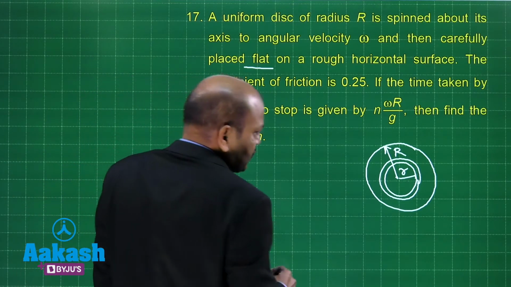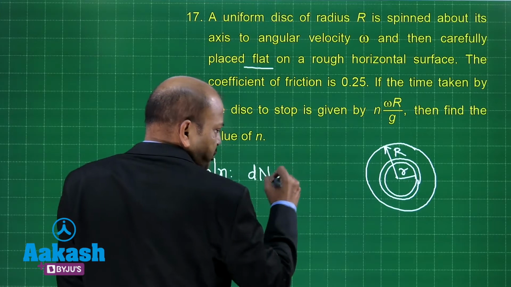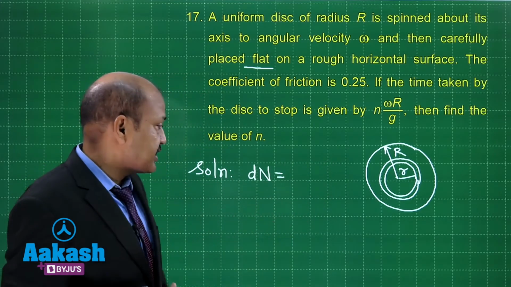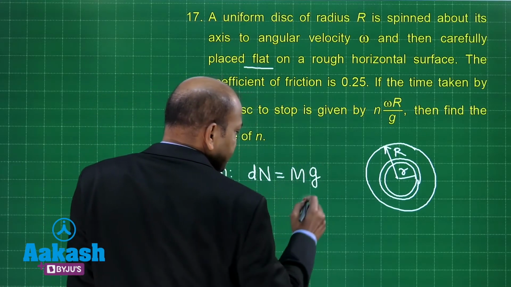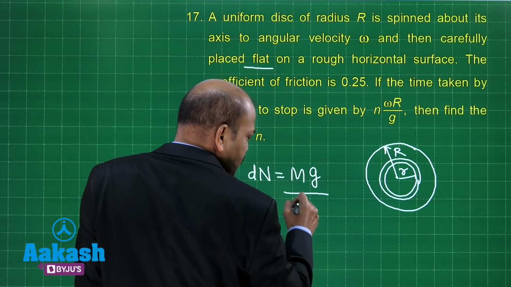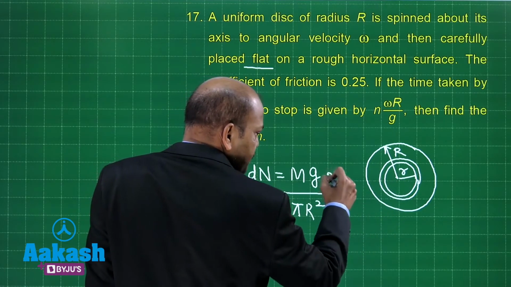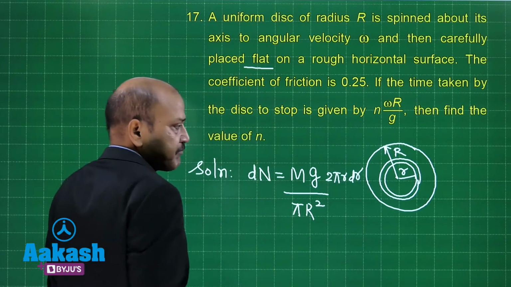If I call it dN, because it is going to be a small fraction of the total normal reaction, that is equal to Mg, which is the total normal reaction, divided by total area, which is pi R square, and area of the element is 2 pi r dr. I hope this point is clear.